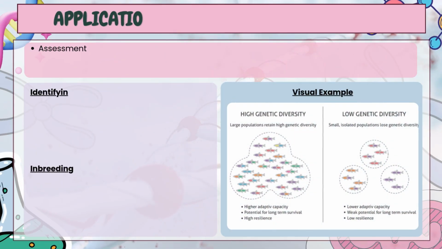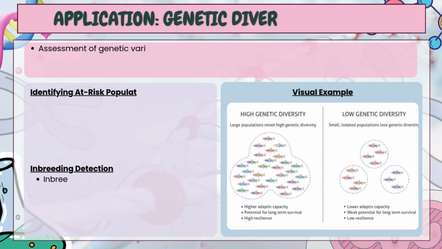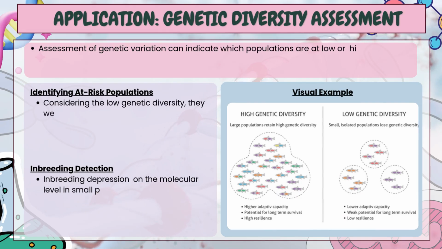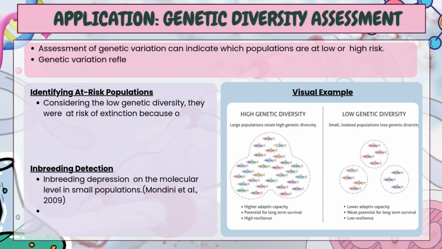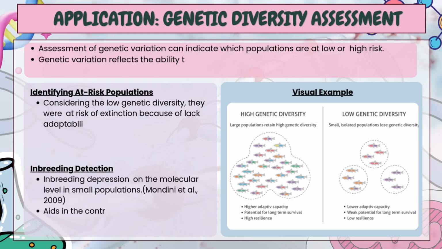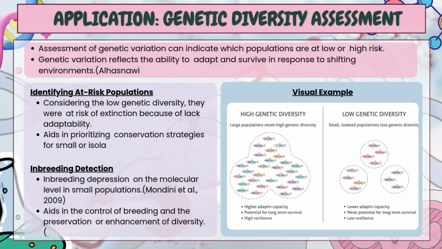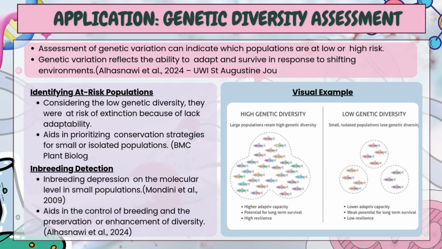This slide explains the application of genetic diversity assessment in plant conservation. Assessment of genetic variation can indicate whether plant populations are at low or high risk. Genetic variation reflects the ability of a population to adapt and survive in response to a shifting environment. Studies reported in the UWI St. Augustine journal show that populations with higher genetic variation are generally more resilient to environmental changes.